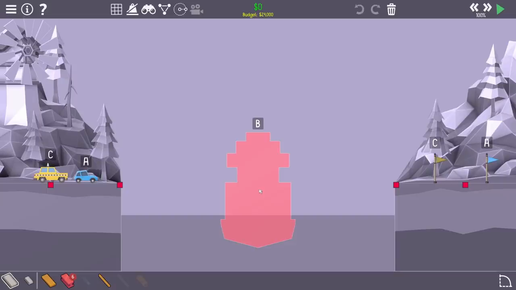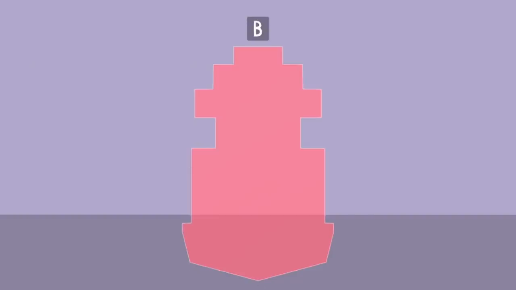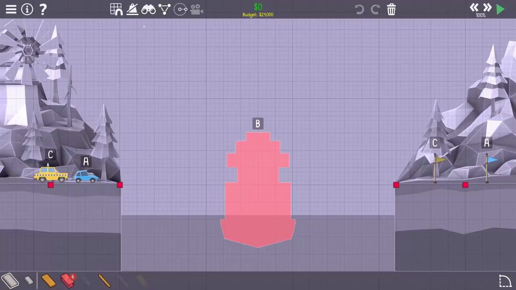All right, so this is level 8 of Polybridge 1 campaign. We've got to get over this red thing. This is going to be a massive ship that comes flying through. I'll tell you what, we're going to snap the grid on.